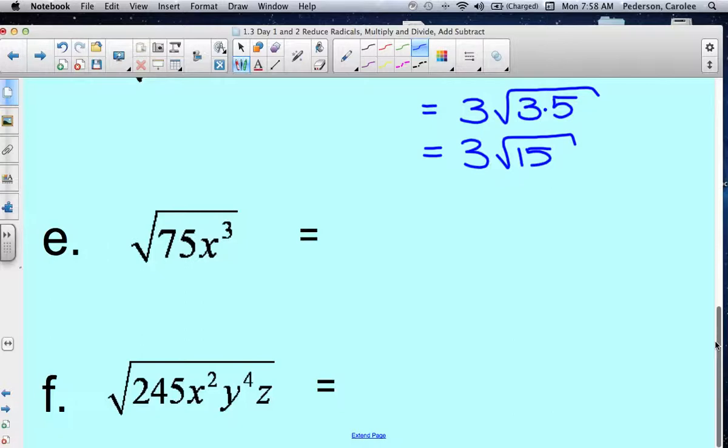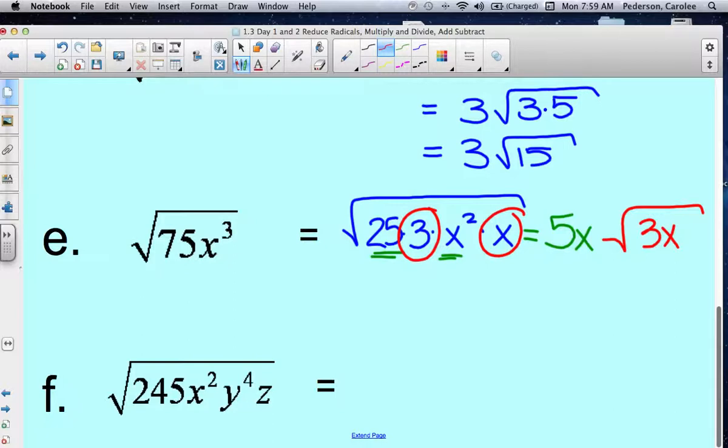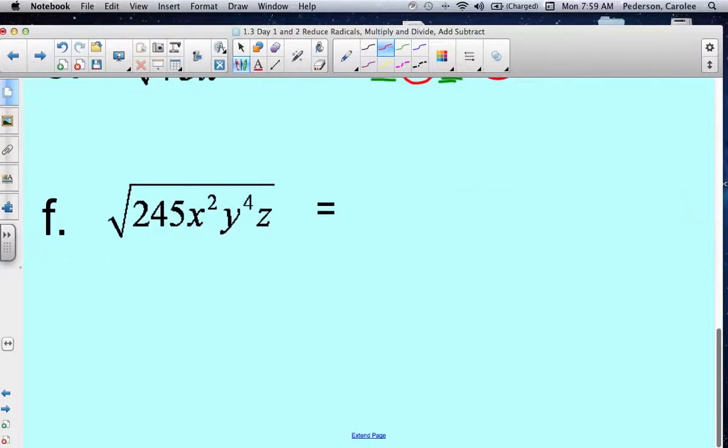All right, let's go on to now bringing some variables in. So the square root of 75x cubed can be broken down into 25 times 3, and then x squared and x. What's going to pop out is the square root of 25 and the square root of x squared. Those become 5 and x. And then what I have left is the 3 and the x as my radicand. All right, go ahead and write this one down.